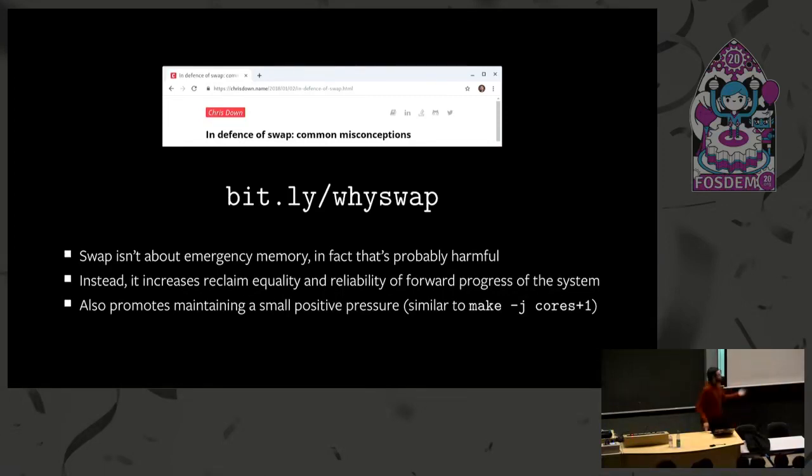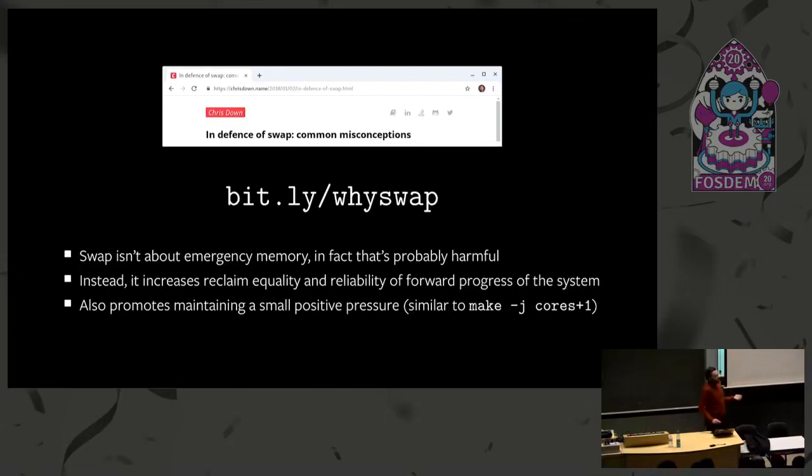Another thing is that if you've been compiling things, you've probably seen this make -j cores plus 1. It's pretty much how everyone compiles. Why do we run with cores plus one? Why don't we run with cores? Well, the reason is that we want to promote a little bit of positive pressure. In case one of the threads starts doing a little bit less, we want to make sure that the cores are being totally utilized all the time. And swap allows us to do the same thing with memory. This comes back to what I was saying about how, as the operating system, we want to make the most efficient use of memory possible, and we want to do this without impacting system latency too much, which is kind of impossible if you don't have swap.